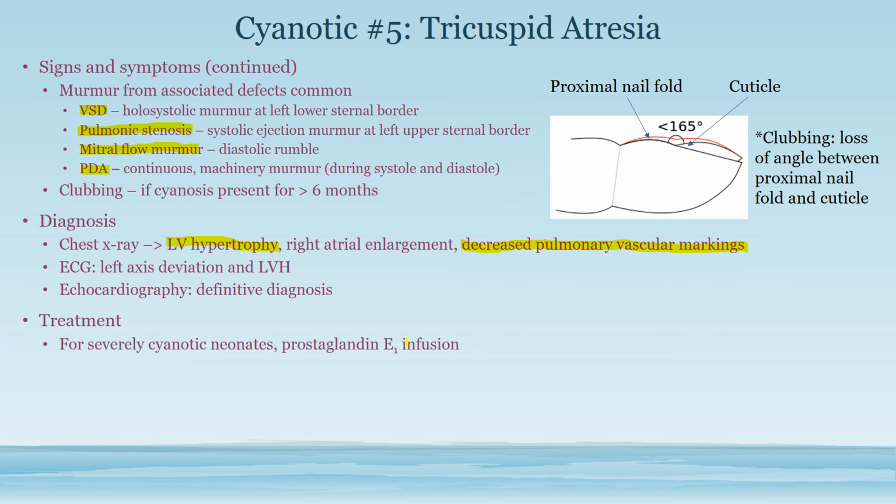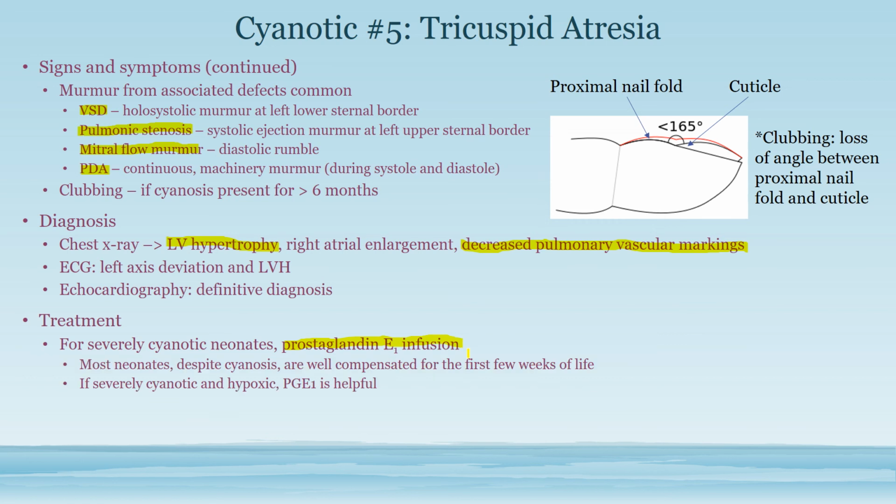Treatment: you need to give a prostaglandin E1 infusion to severely cyanotic neonates. Why is that? Because a PDA will allow for more blood to enter the pulmonary artery from the aorta, and since you have decreased pulmonary vascular markings, you need more pulmonary blood flow for survival, and prostaglandin E1 will be helpful. And most neonates, despite cyanosis, are well compensated for the first weeks of life.